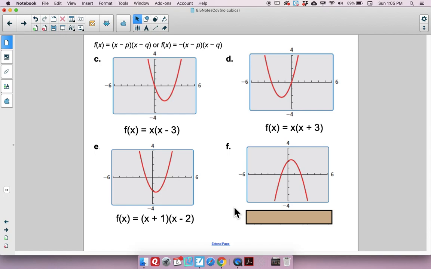Hopefully you had x plus 1 and x minus 2, because the intercepts are at 2 and at negative 1. X minus negative 1 is the same as x plus 1. It opens up, so we're going to put a positive in front of there. Positive, we're just using 1 for right now. And then this one opens down, so it's a negative a, and then x plus 1 and x minus 2.